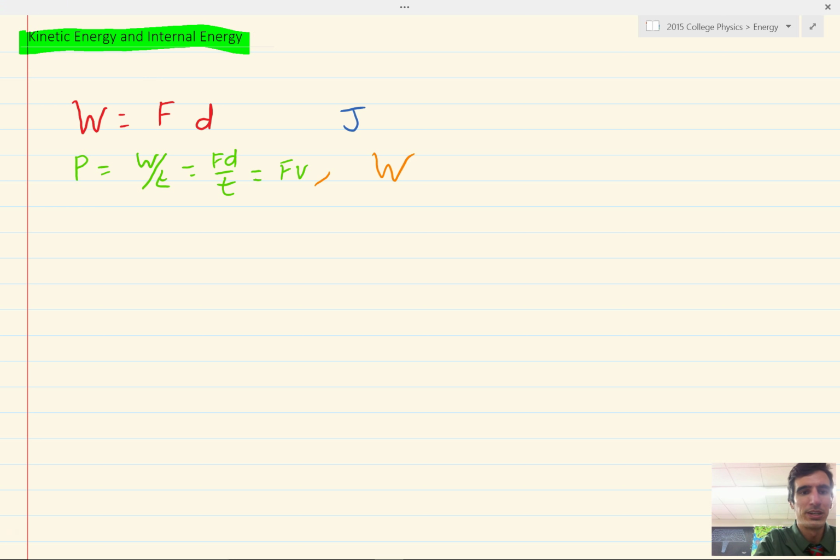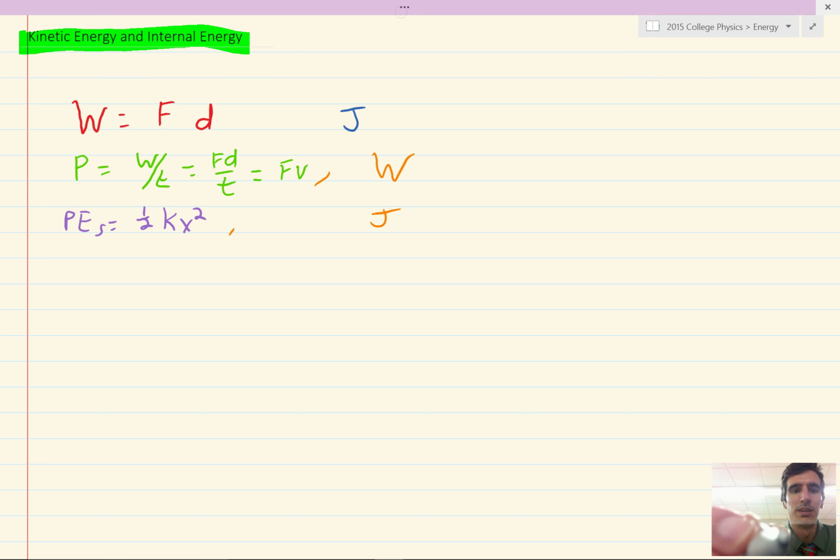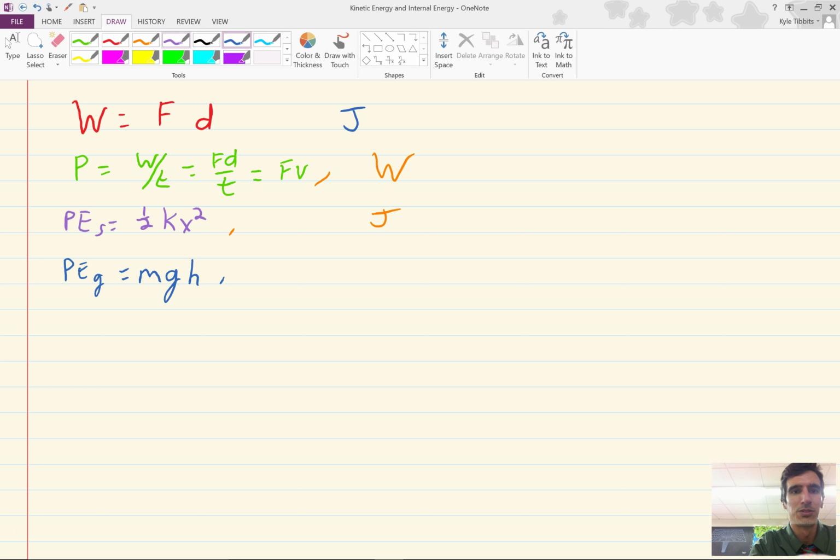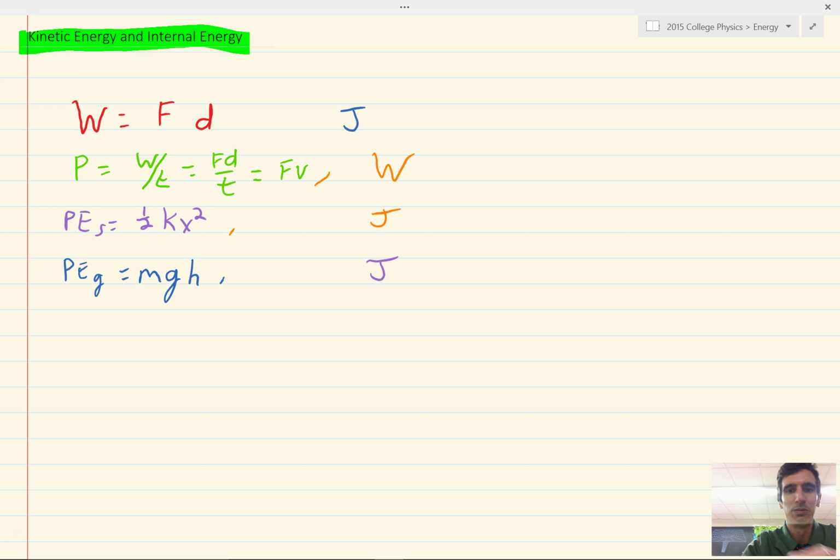And then we learned potential energy of a spring, or elastic potential energy. That's 1/2 kx squared. Its units are joules as well. And the last one we learned was gravitational potential energy, PE sub G, and that's just mgh. And its units are also joules. So far, all the units we've learned that involve energy are joules, and power is energy over time, or work over time, and that is watts.